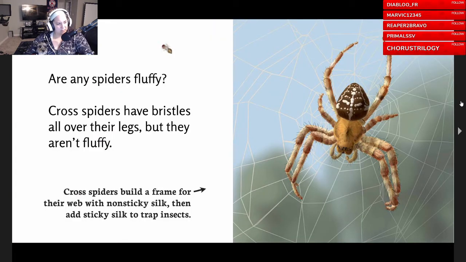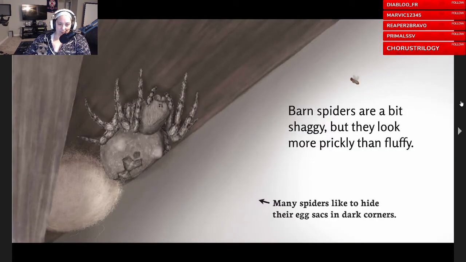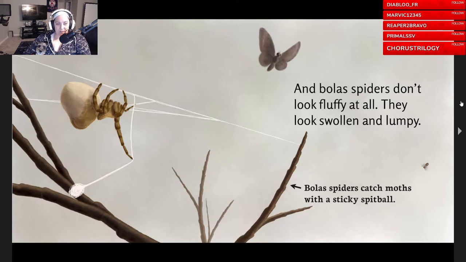Are any spiders fluffy? Cross spiders have bristles all over their legs, but they aren't fluffy. Cross spiders build a frame for their web from non-sticky silk, then add sticky silk to trap insects. Barn spiders are a bit shaggy, but they look more prickly than fluffy. Many spiders like to hide their egg sacs in dark corners. And bolus spiders don't look fluffy at all. They look lumpy and swollen. Bolus spiders catch moths with a sticky spitball.